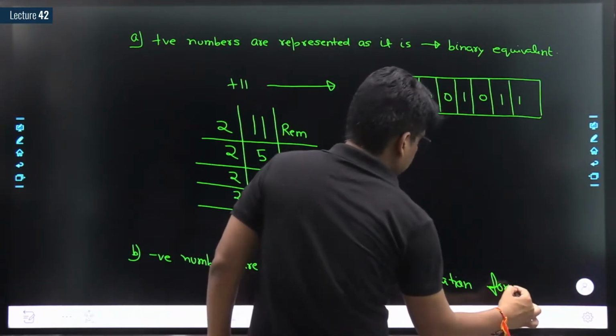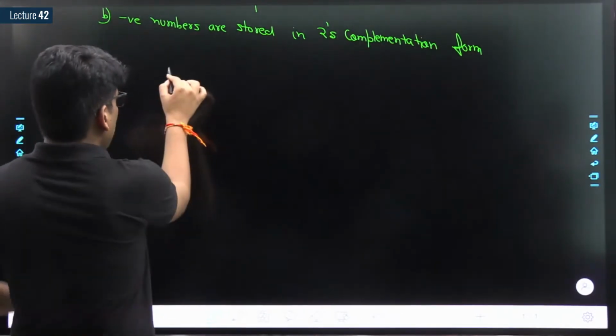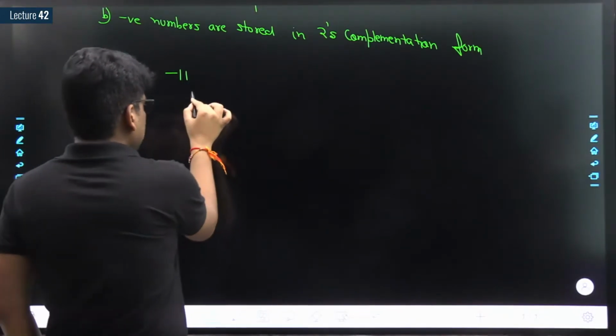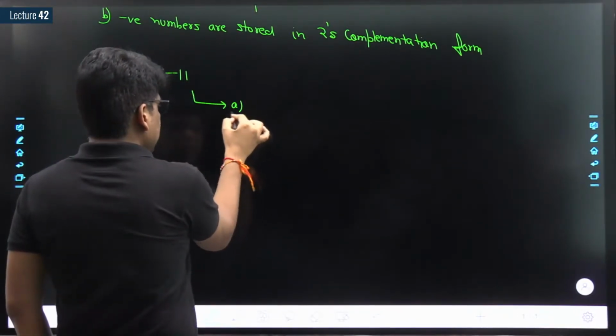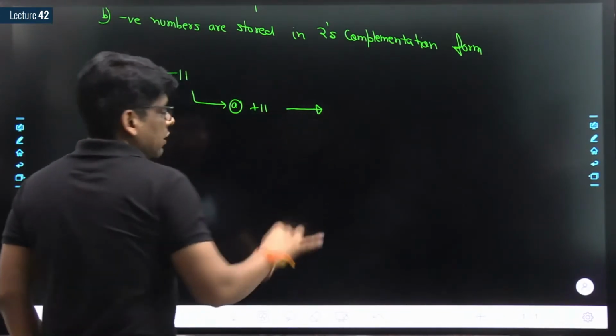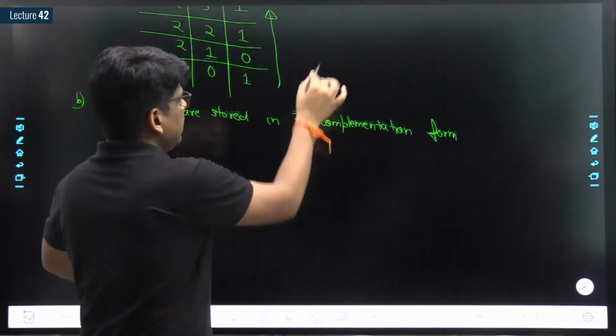What does that mean? Sir, plus 11 we know. That means if someone asks how minus 11 will be stored, what is the procedure? Sir, firstly we will find the binary equivalent of plus 11. Do we know it? Yes, sir, we know it.